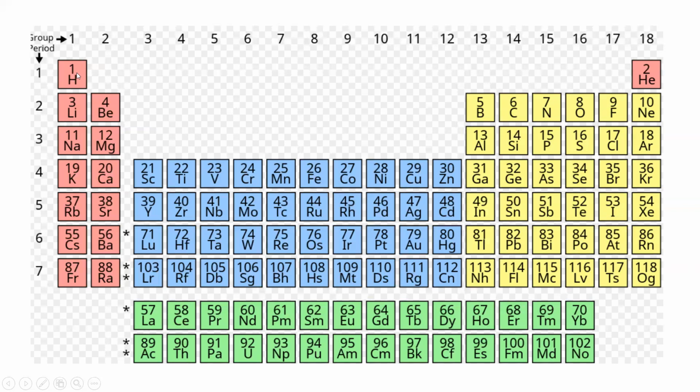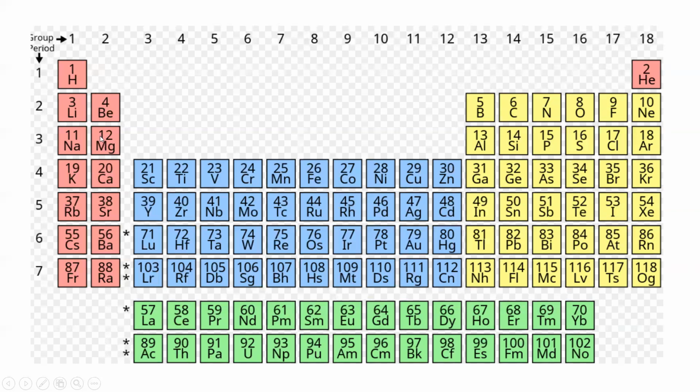So there's 1 electron in here, hydrogen, because there's 1 proton and all atoms or elements are uncharged. So number of protons equals number of electrons. So 1s1, 1s2, 2s1, 2s2.